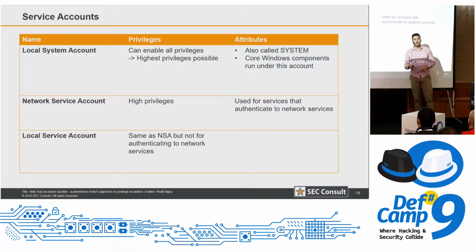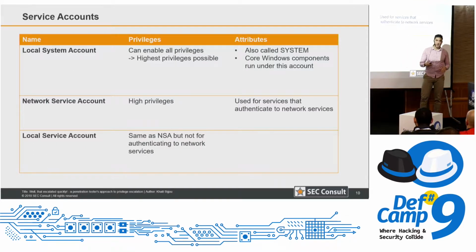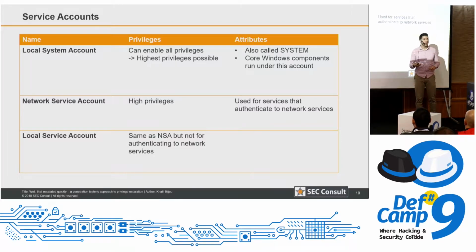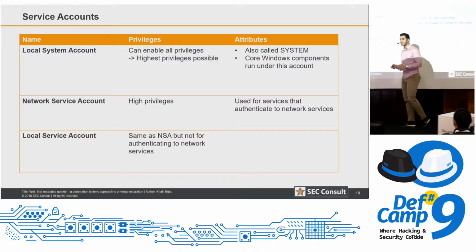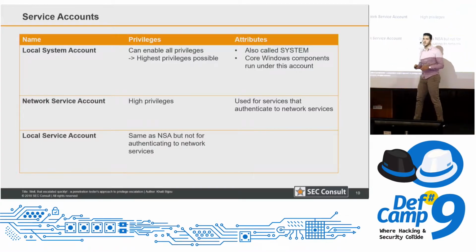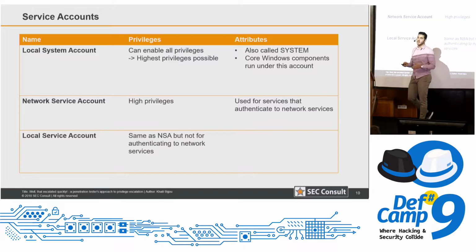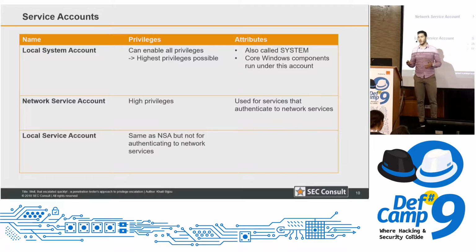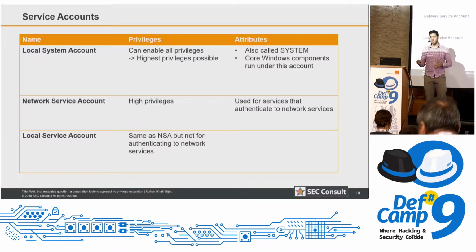The second account is the network service account. This also contains high privileges, less than the system account, but still high privileges. The network service account is used to authenticate against other network services. And then, last but not least, we have the local service account, which has the same privileges as the network service account, except that you cannot use it for authenticating to other network services.